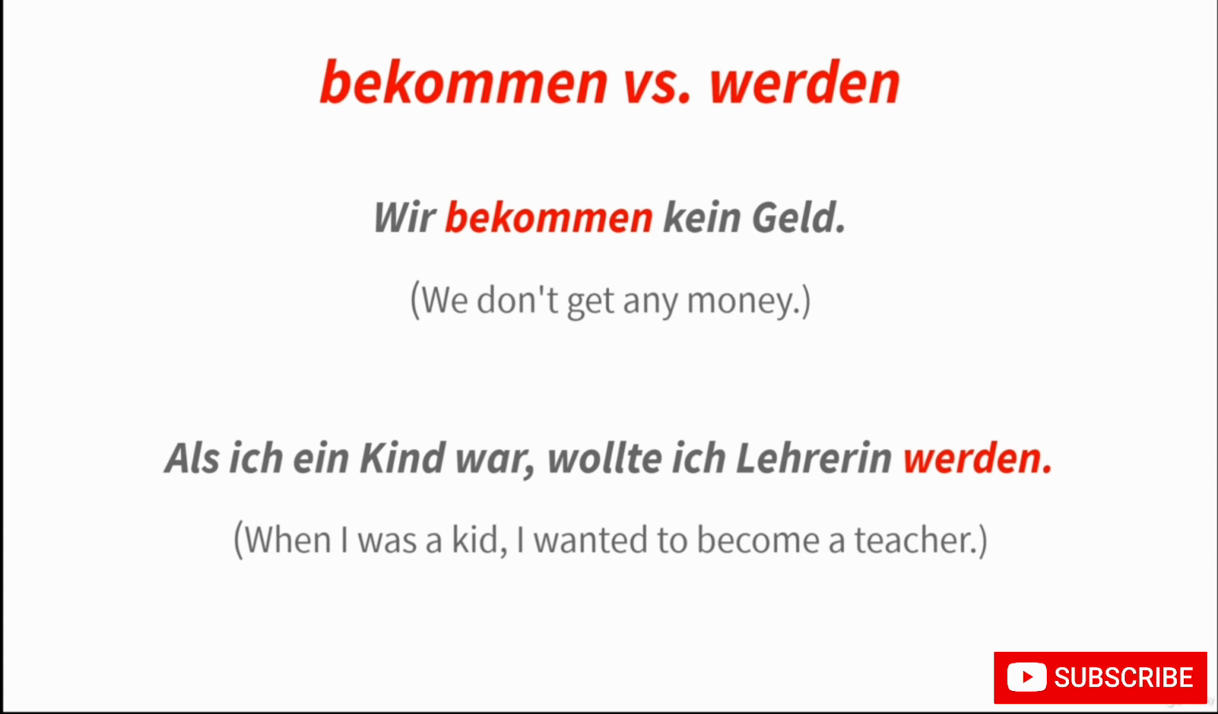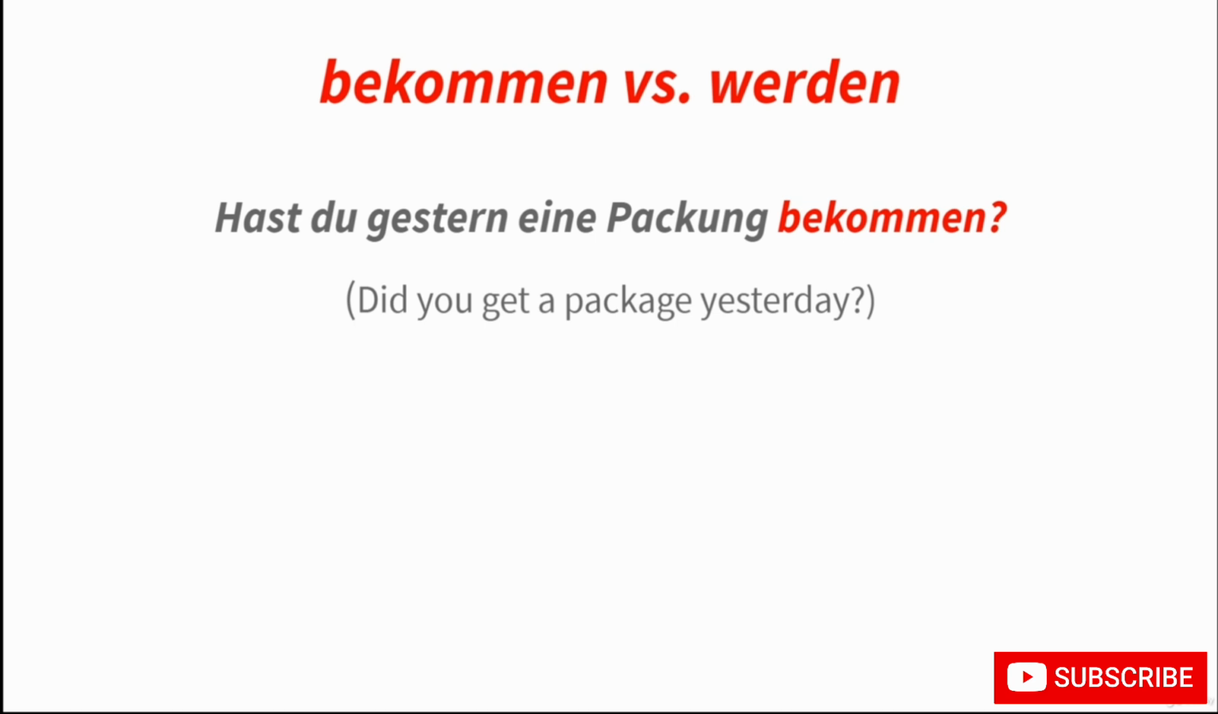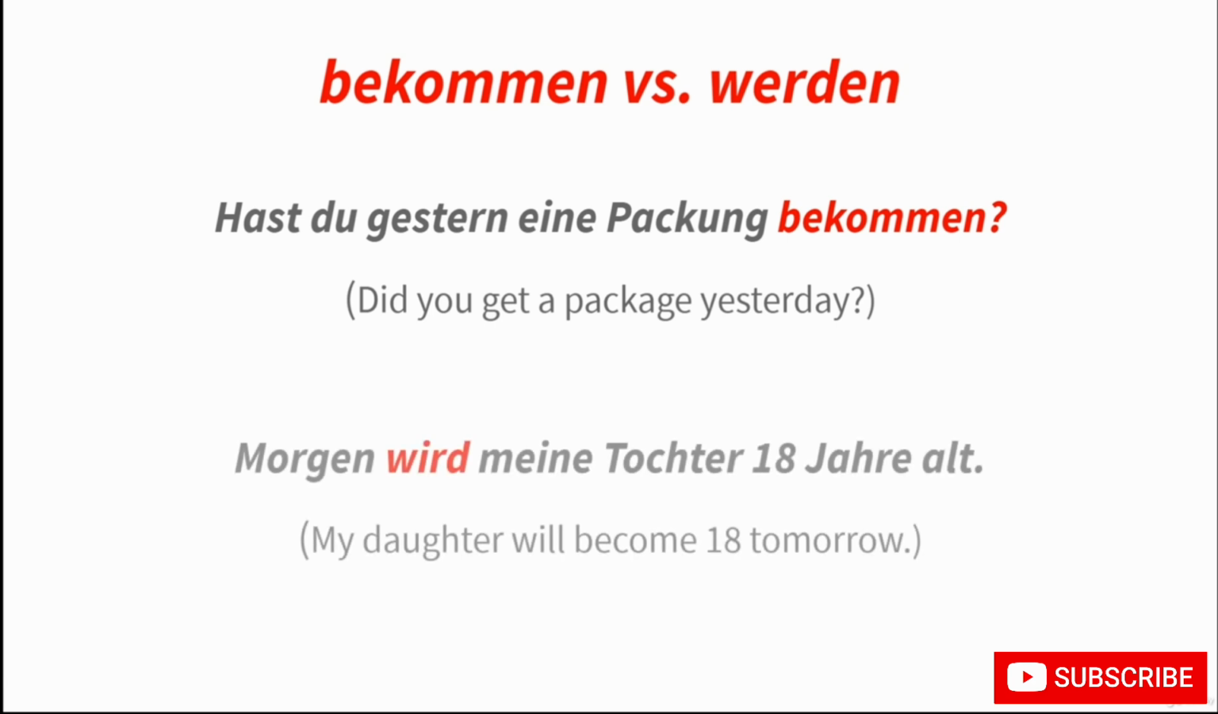Another example, als ich ein Kind war, wollte ich Lehrerin werden. Means, when I was a kid, I wanted to become a teacher. Here, to say become, we don't use bekommen, but werden. Hast du gestern eine Packung bekommen? Did you get a package yesterday? Let's make another example with werden. Morgen wird meine Tochter 18 Jahre alt. My daughter will become 18 tomorrow.